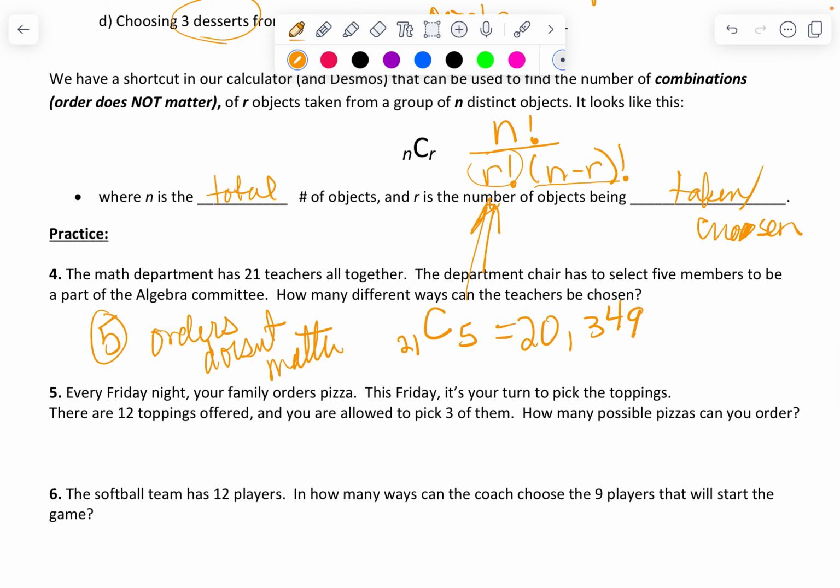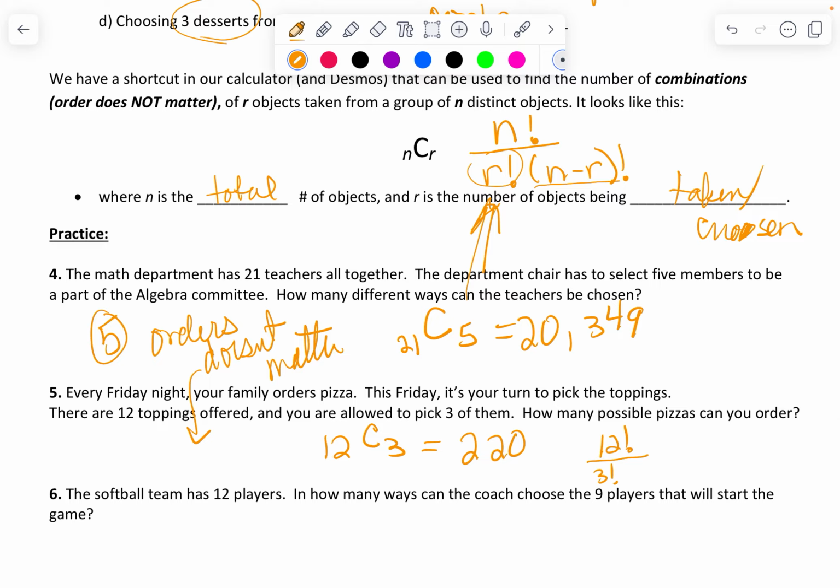Every Friday night, your family orders pizza. This Friday, it's your turn to pick the toppings. There are 12 toppings offered, and you're allowed to pick 3. Does it matter what order you put them on a pizza? Nope. So since the order doesn't matter, it's a combination. So there are 12. You only get to pick 3. So when you put that into your calculator, try it. You should get 220.